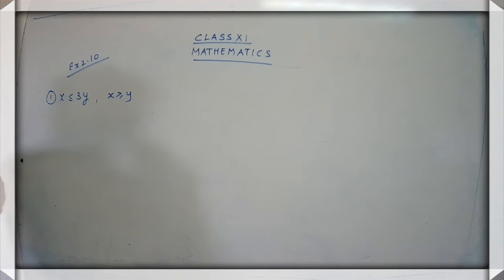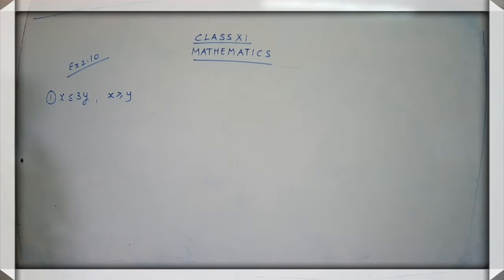Okay children, let's see how to start with the graph. Get ready with your graph papers. Give the heading 2.10 and write down the question: determine the region in the plane determined by the inequalities. We are going to use one graph paper for one sum; for the second sum, another graph paper, and we go on like that. So x is less than or equal to 3y, and x is greater than or equal to y.